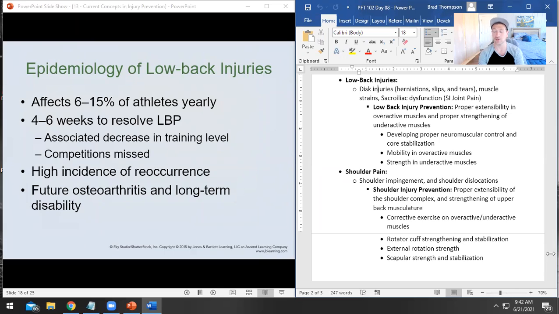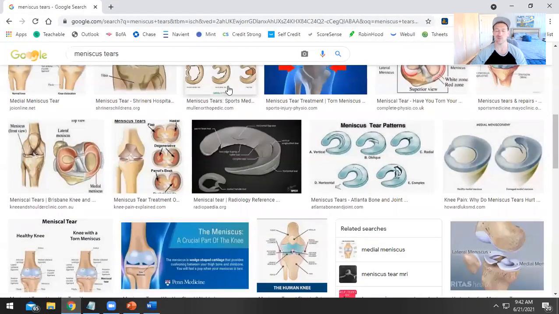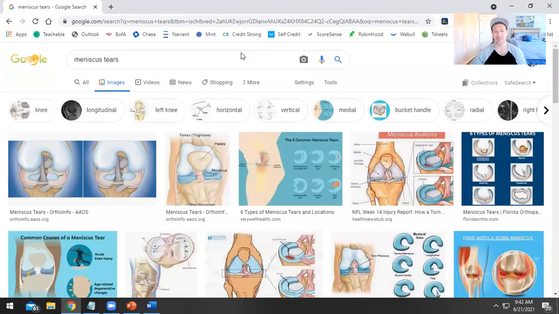There's a lot of different versions of back pain out there. There are disc injuries, which are really common. Those are slips, tears, herniations, whatever you want to call it. There's not really a difference.